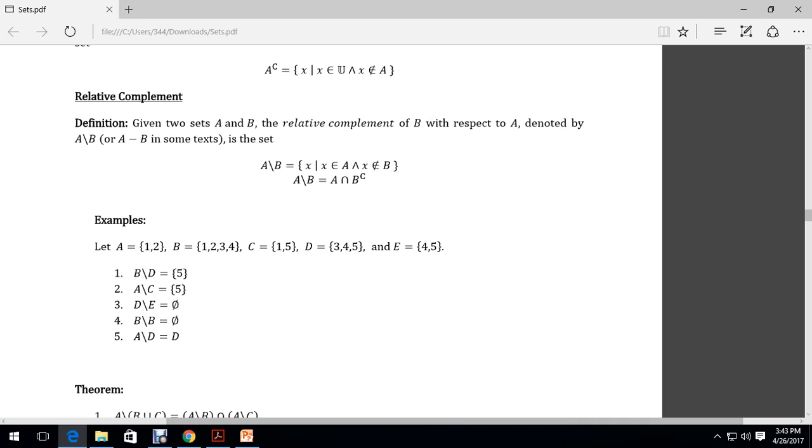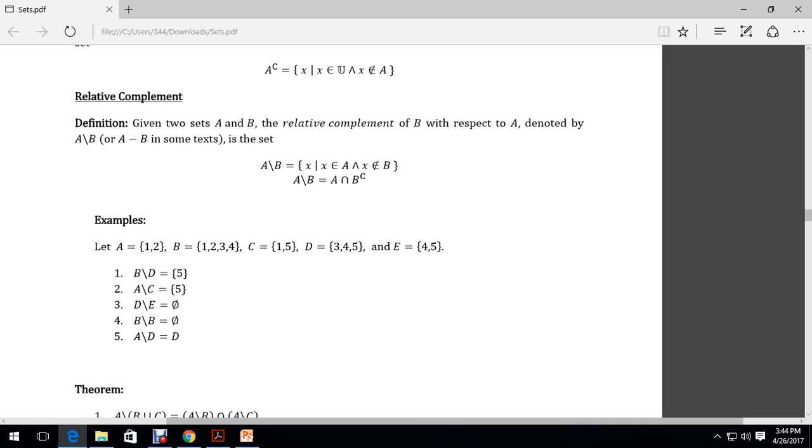Okay, so that's sub number 3. We have E, the relative complement of E with respect to D. E has 4 and 5 as its elements, and D has 3, 4, and 5 as its elements. Since both of the elements of E, 4 and 5, appear in set D, the only conclusion we can have here is that the difference between these two is the empty set, or the null set.